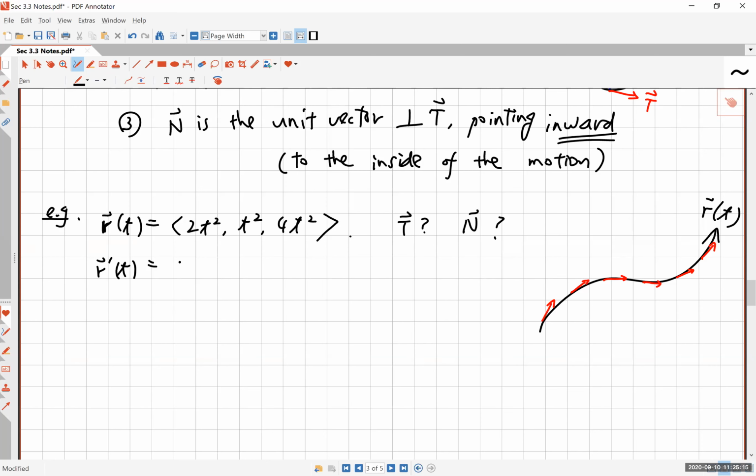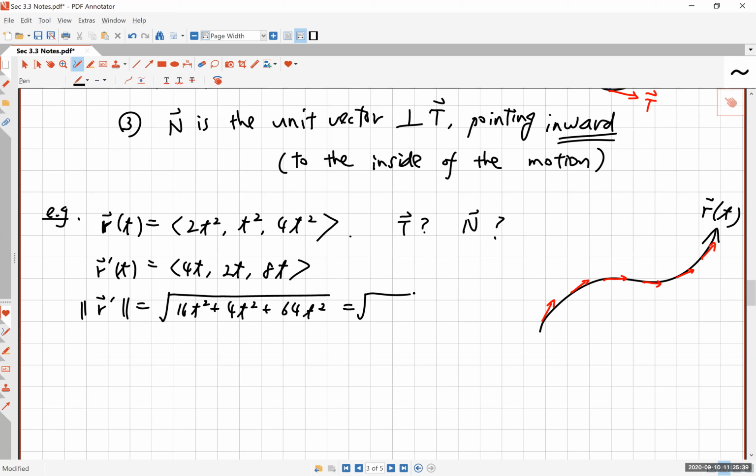So let's do R prime. This is 4t, 2t, 8t, okay? And so what is the norm of this? Because I have to divide by it, it's going to be complicated, isn't it? How complicated? Well, it's going to be 16t squared plus 4t squared plus 64t squared. And if you add them up, you get 20 plus 64, 84. And then t squared, let's just assume that t is positive. It doesn't have to be, but for this, it's easier.